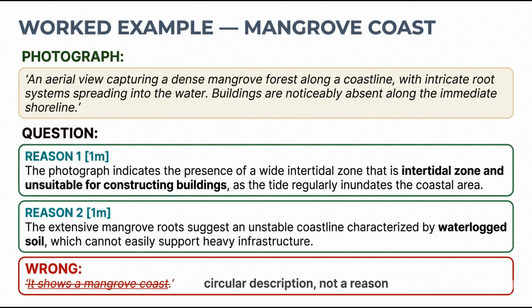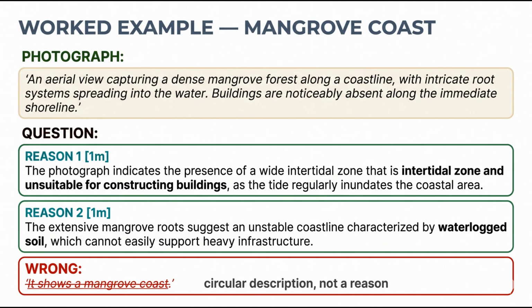Let's apply this to the mangrove coast example from the WA practice. Look at the photograph description on screen. A wide, flat coastal area with dense mangroves, calm water, exposed roots, and no buildings. The question is, suggest one geographical reason why there are no buildings. Wrong answer. There are no buildings because there are mangroves. That's circular. It just repeats the photograph.